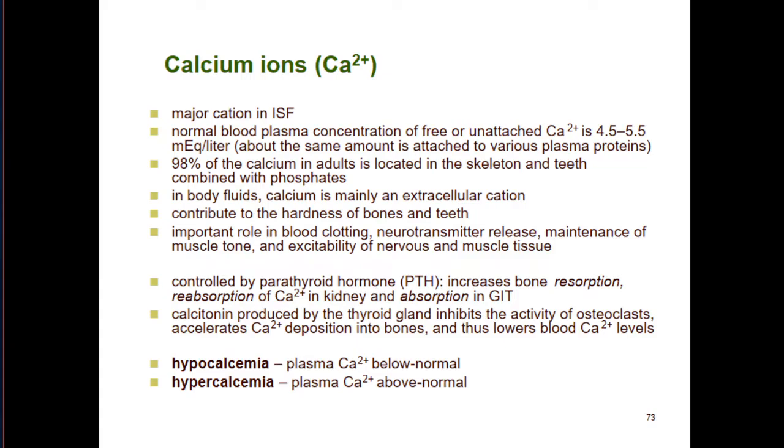And calcium ion concentration will be controlled by parathyroid hormone. PTH increases bone resorption, then reabsorption of calcium in the kidney and absorption of calcium in the GI tract. And for that, you also need vitamin D3. Calcitonin, produced by the thyroid gland, inhibits the activity of osteoclasts and accelerates calcium deposition into bone, and thus lowers the blood levels. And here you have the conditions hypocalcemia and hypercalcemia.